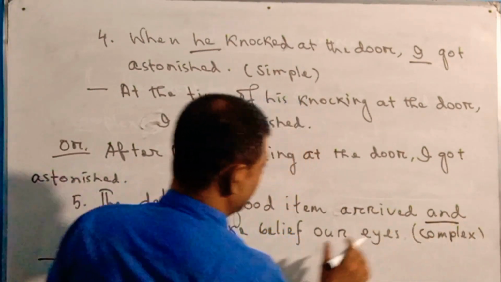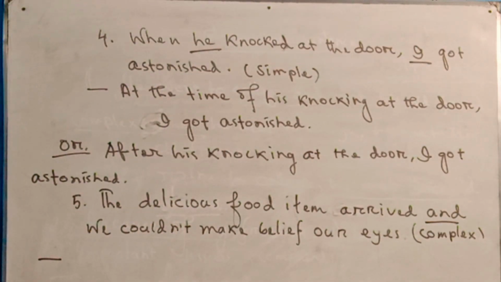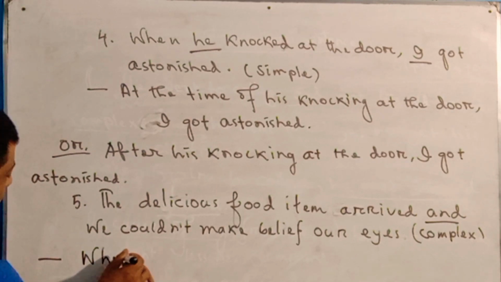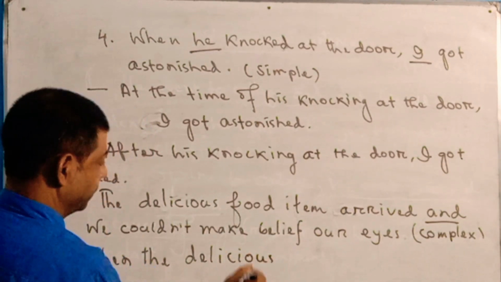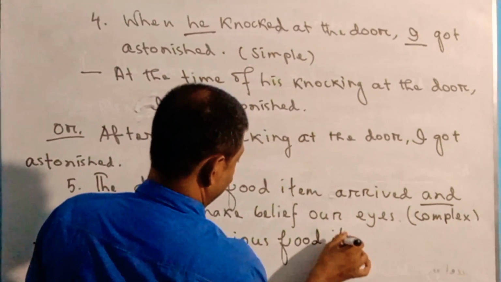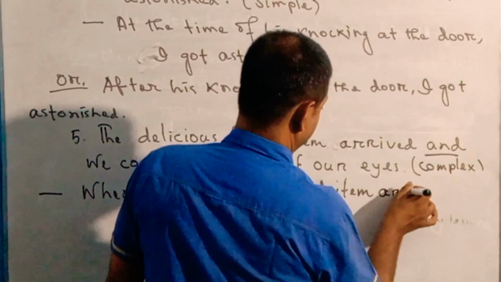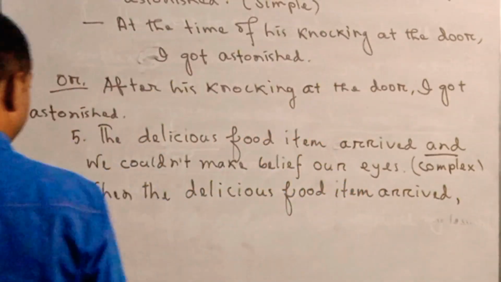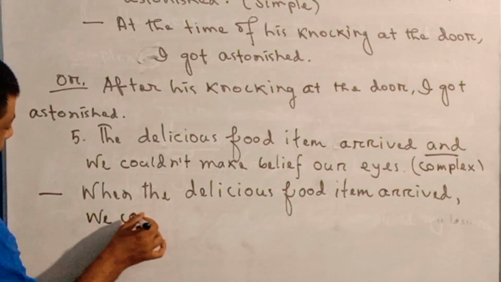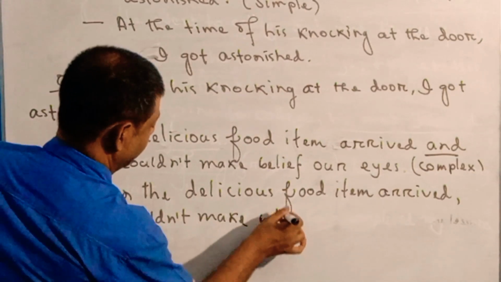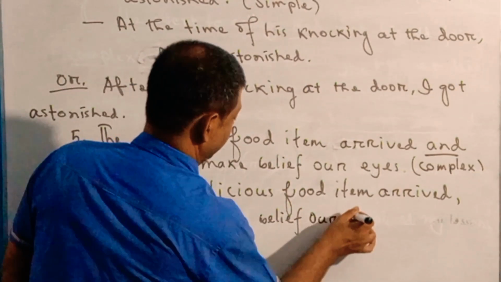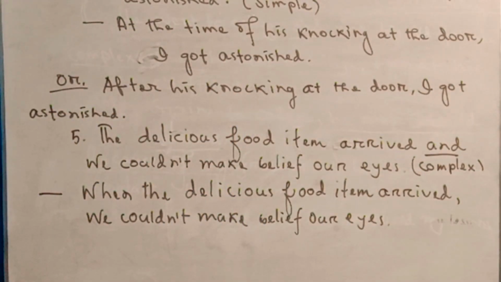Here "and" connects two clauses mentioning time. So you can use "when". This means the time of complex. When the delicious food item arrived, we couldn't believe our eyes. This is another type of sentence, but the same rules of "when".